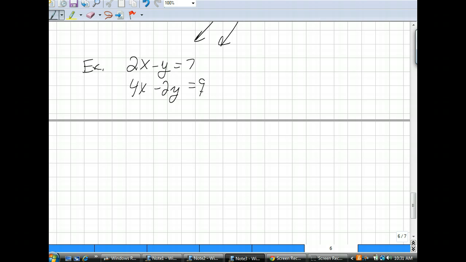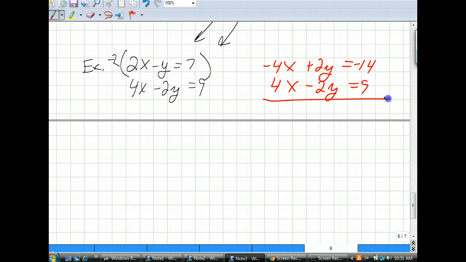And I'm going to go ahead and solve this one by linear combination, or the addition method. I forgot to say this is also called the elimination method. So I'm going to multiply this top equation by -2. So that's going to give me negative 4x plus 2y equals negative 14. And the second equation is not going to change. And notice what happens. This adds up to 0, this adds up to 0, so I have 0 on this side, and this is negative 5.